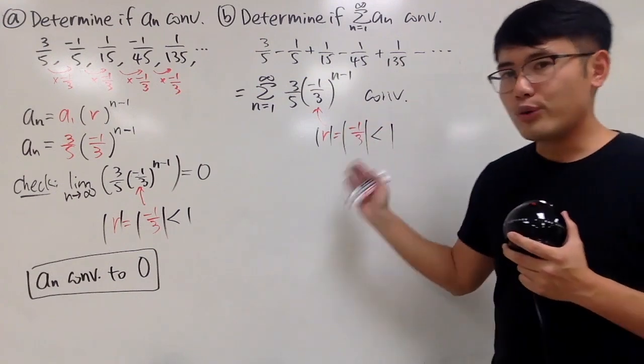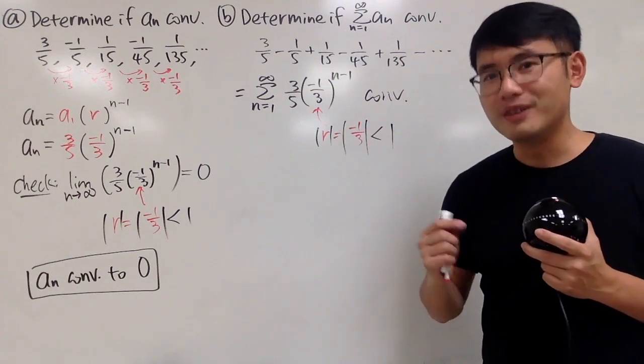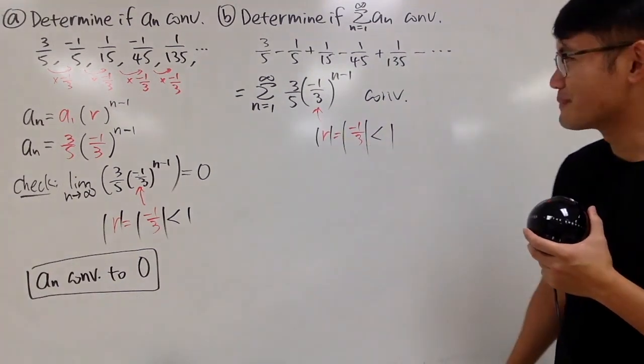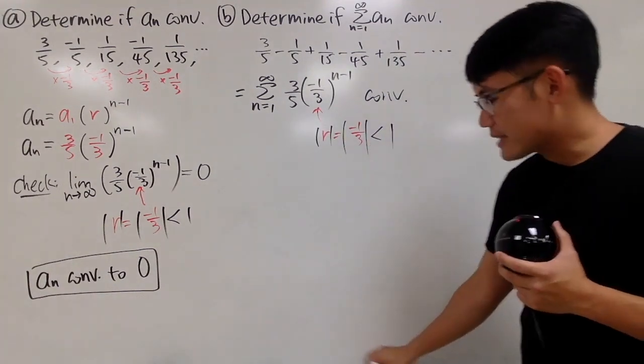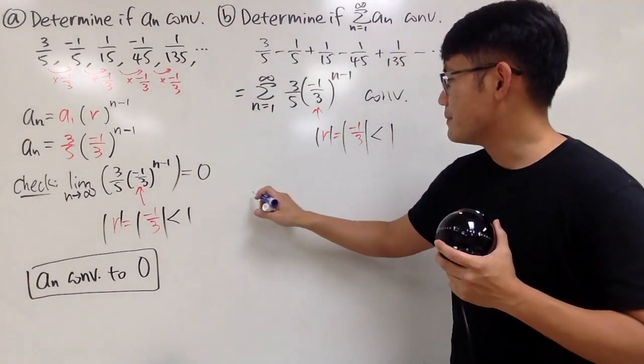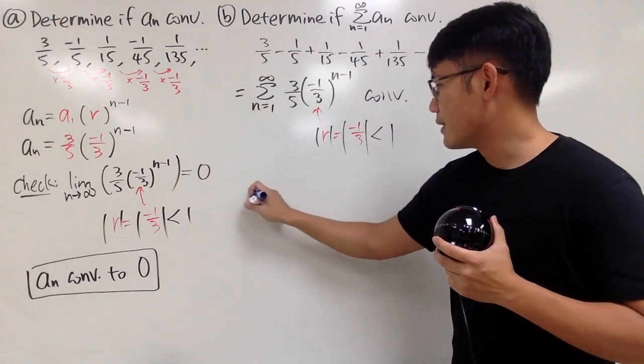You have to take the absolute value because remember, -2 is also less than 1, but the absolute value of -2 is not less than 1. And in fact, we know what this converges to. So let me tell you guys. This right here, we'll just write it down.